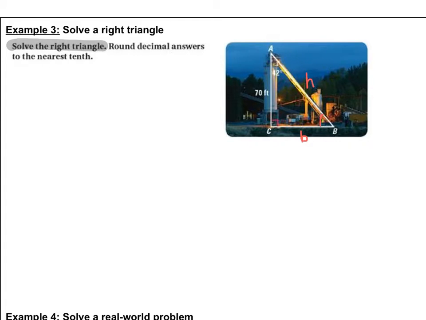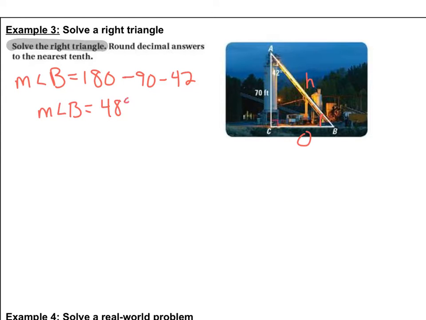Make it easy on yourself. Find the easiest information first. In this case, the easiest is to figure out the measure of angle B. The measure of angle B is going to be equal to, remember, a triangle adds up to 180 degrees. We'll subtract the 90 for the right angle and the 42 that is in angle A already, and we will find that the measure of angle B is equal to 48 degrees.